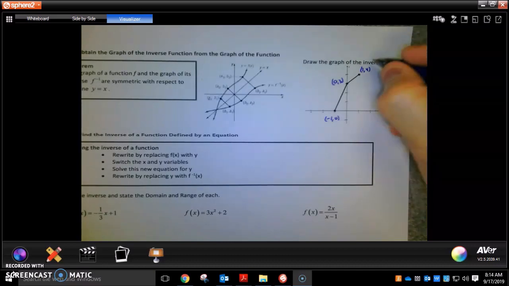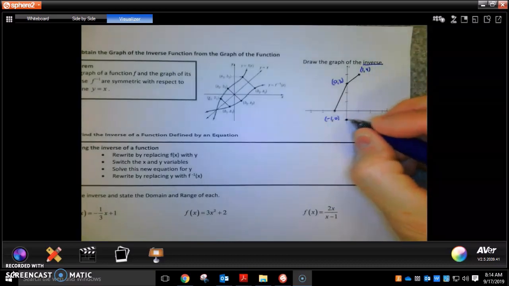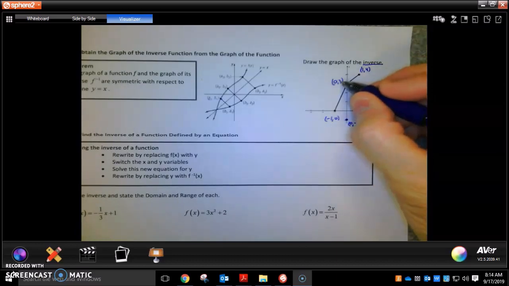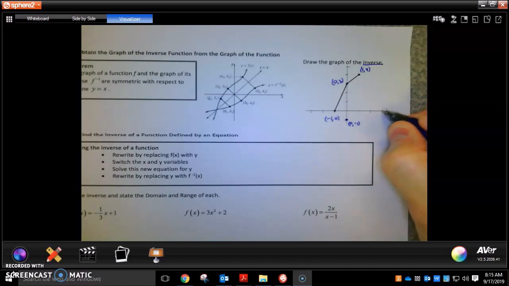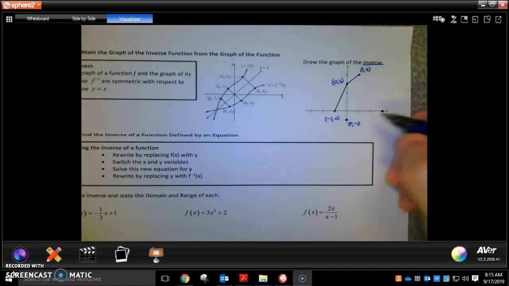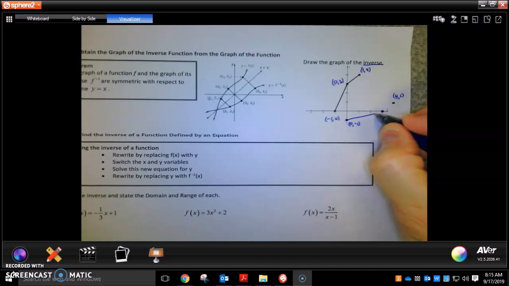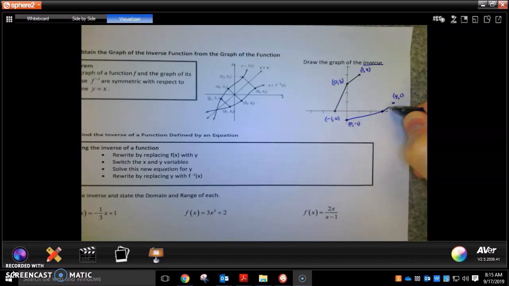So the inverse is going to have the point 0, -1, which is right here. It's going to have the point 3, 0, so 1, 2, 3, 0. And then instead of 1, 4, it's going to have 4, 1. So you'd go over 1, 2, 3, approximately 4, and then up 1. So that would be the point 4, 1. And if we connect those dots, that would be the graph of the inverse of that.